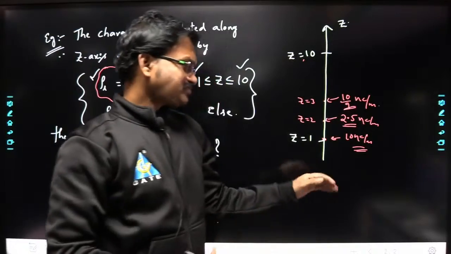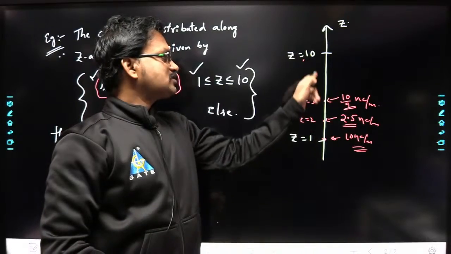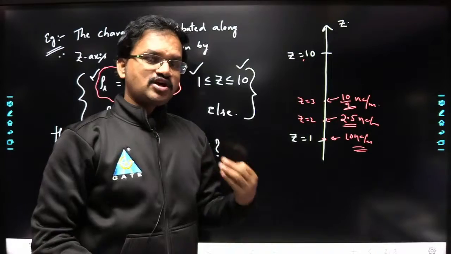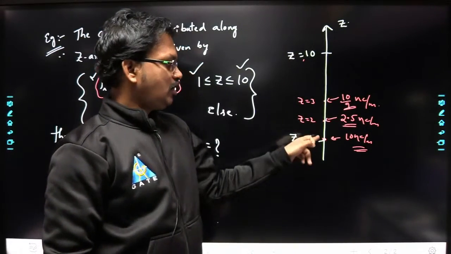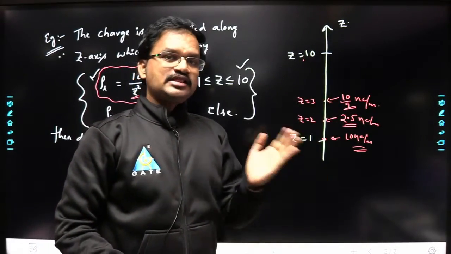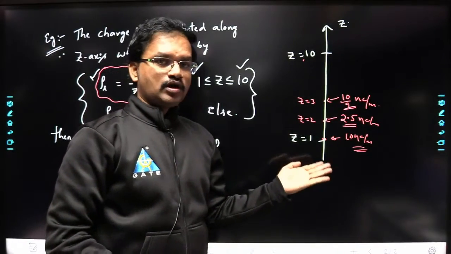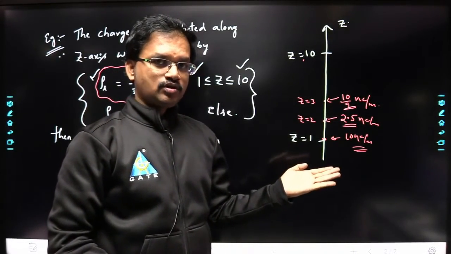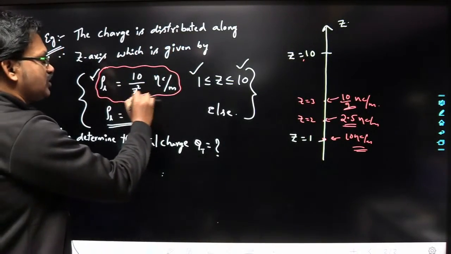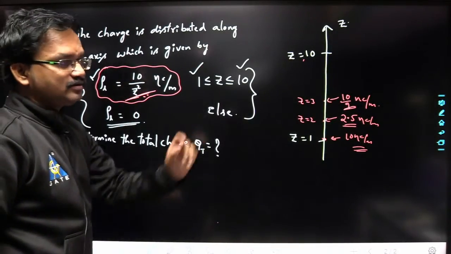So that means the distribution of the charge along this line is non-uniform. That means the charge is distributed non-uniformly over this length, z equal to 1 to 10. Understood? In the previous case we have seen uniform distribution. Now in this case we are seeing non-uniform distribution. So here the charge density is a function of z. It is varying along z.